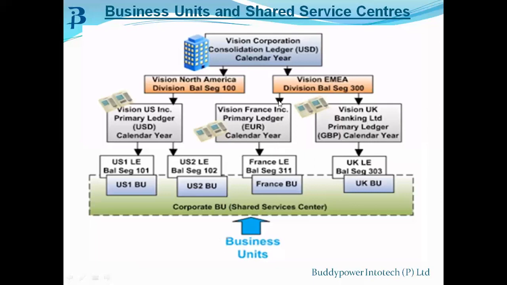The reason being they have different currencies, so it's better for them to have different primary ledgers for their accounting purposes. Whereas here you can see the US has two legal entities, under which are two business units, and France and UK each have one business unit for each legal entity. Then here, if you can see, there's something called the Corporate BU, Shared Services Center. This is the third BU, US BU 3, which is shared with all the four business units here: US 1, 2, France BU and UK BU.